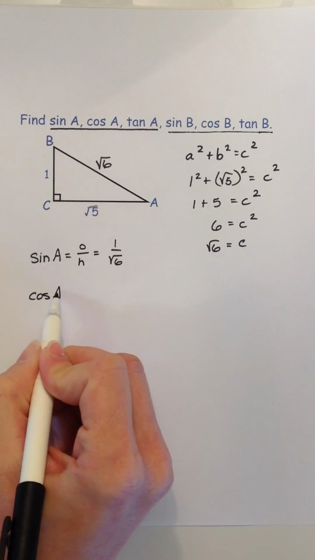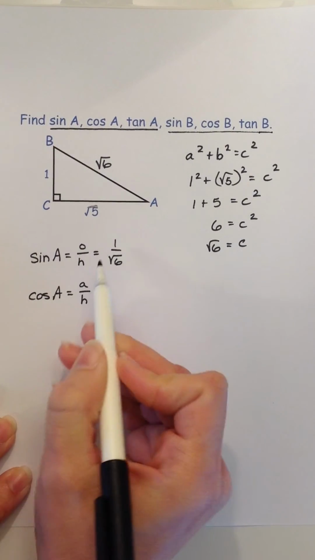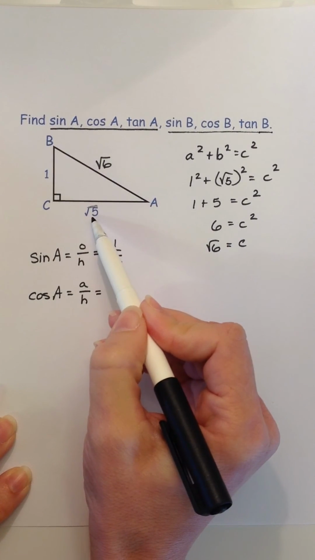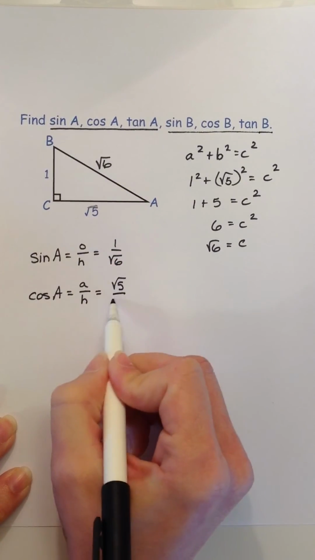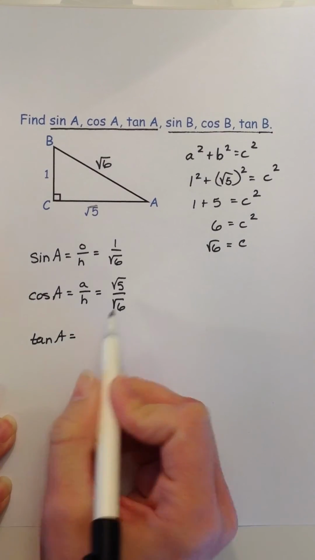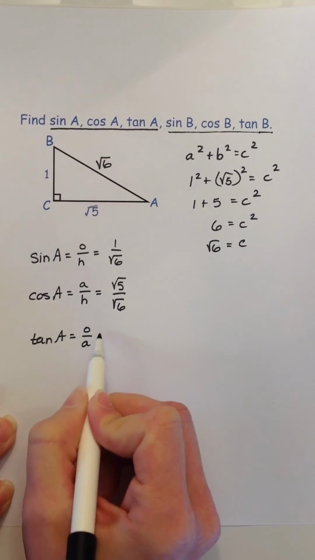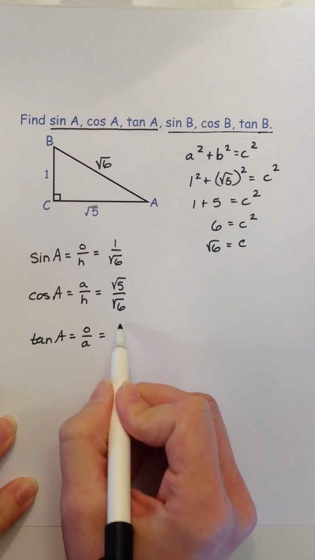Then cosine of angle A. That's going to be adjacent over hypotenuse. So adjacent would be the square root 5. Of course, hypotenuse is square root 6. Tangent of angle A, that's going to be opposite over adjacent. So opposite would be the 1. Adjacent is the square root 5.